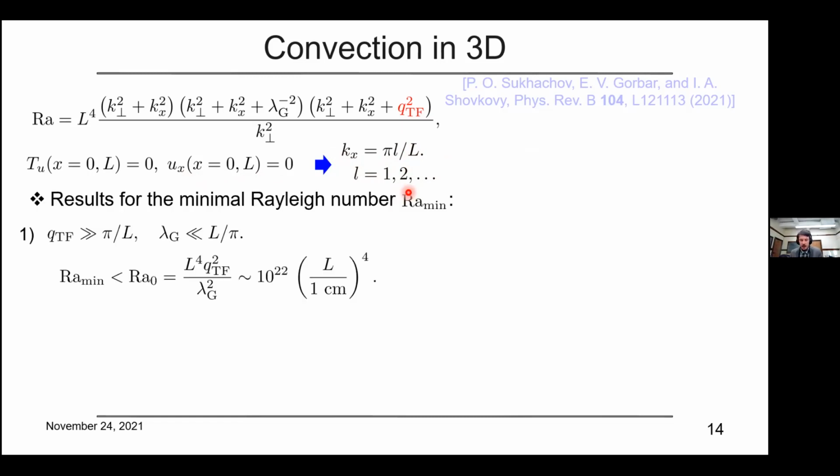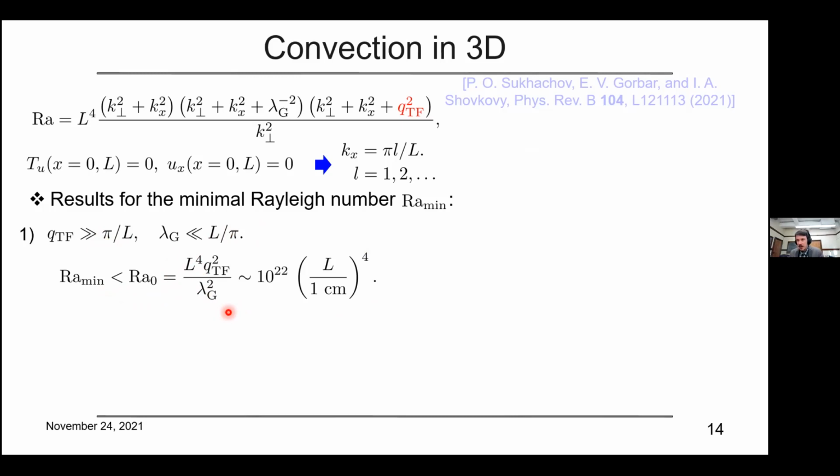Then, performing the procedures that I just described, and assuming for simplicity that our Thomas Fermi wave vector is much larger than the inverse size of the system, and also that the system is large compared to the Gaussian length. These approximations are not necessary, but are quite useful in order to get a simple analytical expression. In this case, we got the following estimate for the minimal, well, not minimal, I would say some sort of zeroth Rayleigh number, which is actually even larger than the minimal. And we got the following number.